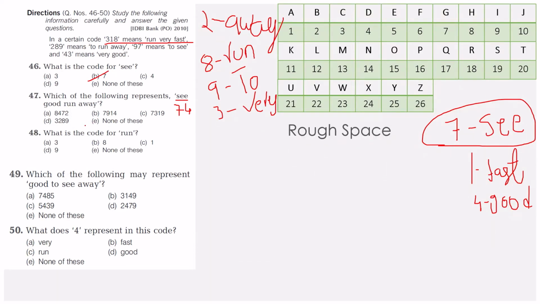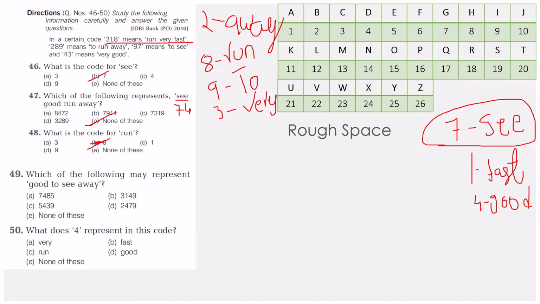So you can just go with none of this, because already 3 is taking very, right? So 3 is common, very and very is there, and 4 is remaining. 4 is work good, and yeah, 4 is work good. We can go with none of this. 47 is none of this. And 48, what is the code for run? Run is 8, option B. And the next one, okay, let me just give a clarity, option B.